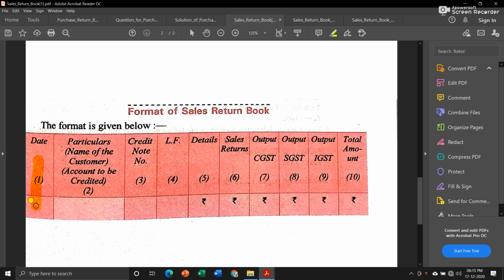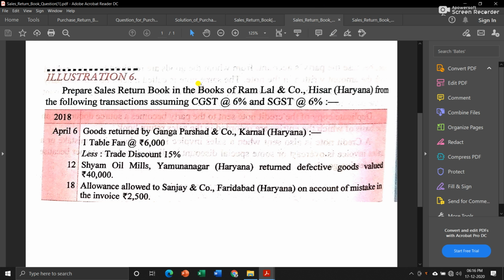In the first column there will be date, then second, particulars. First we will write the name of the customer from whom we have received goods or whose account we are going to credit. Then in the third column we will note down the credit note number, then ledger folio, then details, sales returns, then output CGST, output SGST, output IGST, and in the last column we will note down the total amount. Now let us see one practical question of the sales return book.